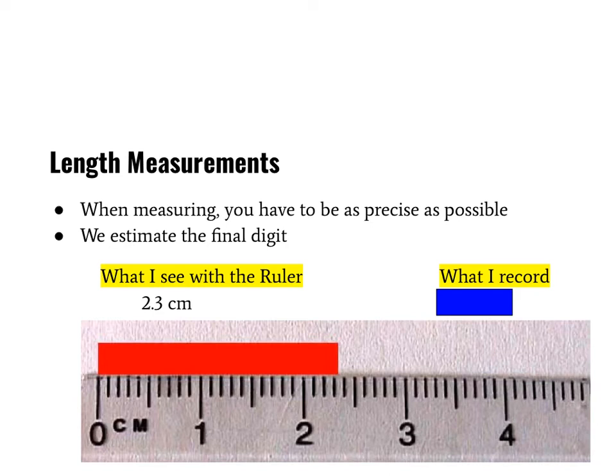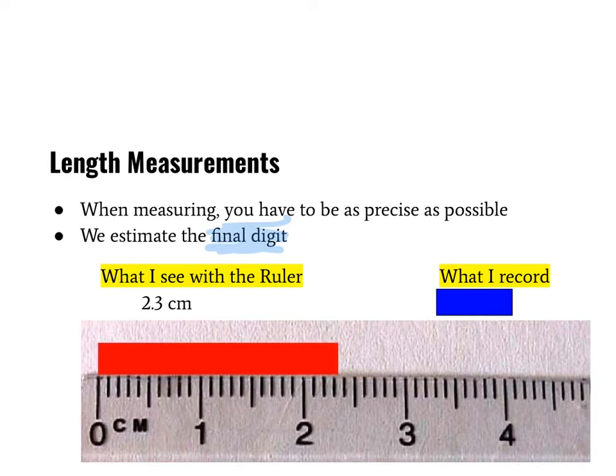So when we're measuring, we want to be as precise as possible. One of the key things that we need to do is we have to actually estimate this final digit. This final digit is important right here. This is the one thing that most students will kind of forget to do.